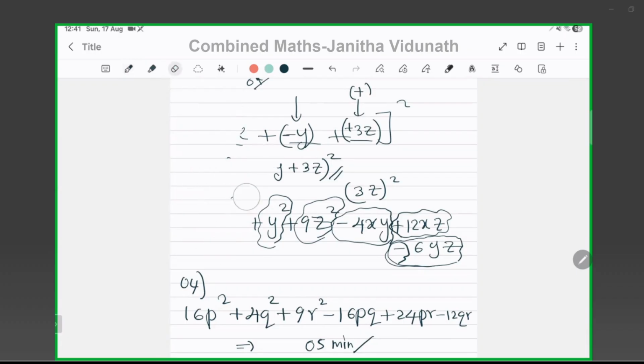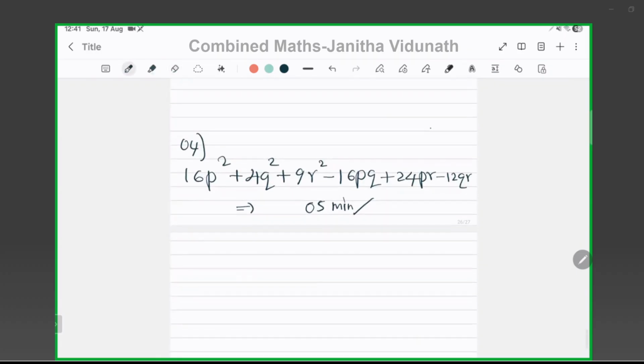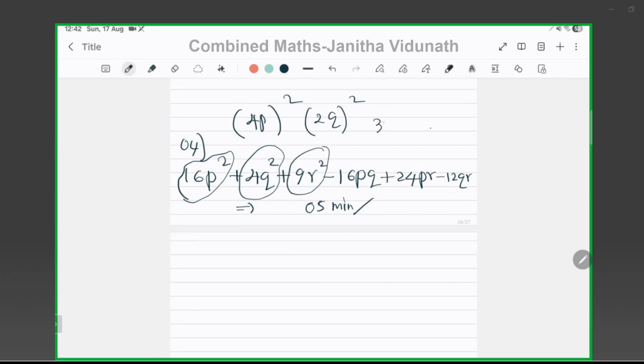Okay. This is our last question. Here, this term is formed by 4p whole square. This term is 2q whole square. This term is 3r whole square. Then the three terms are 4p, 2q and 3r.